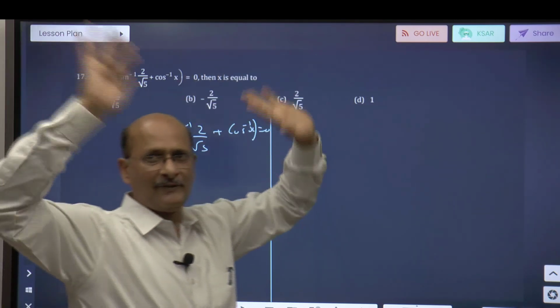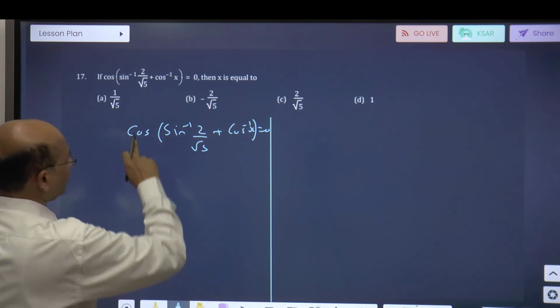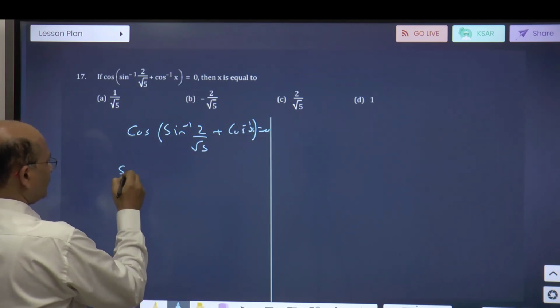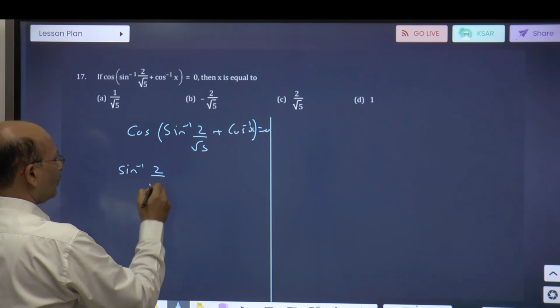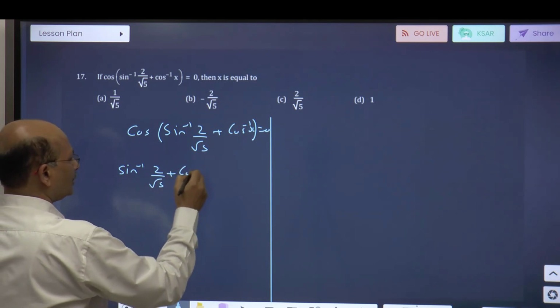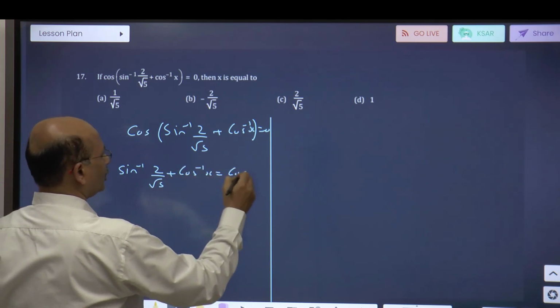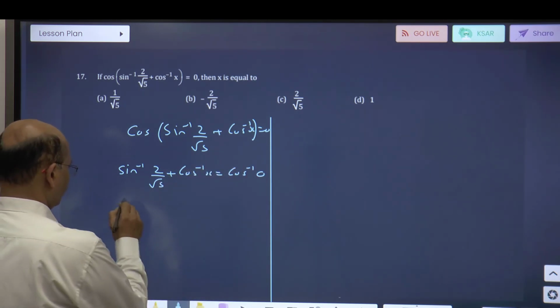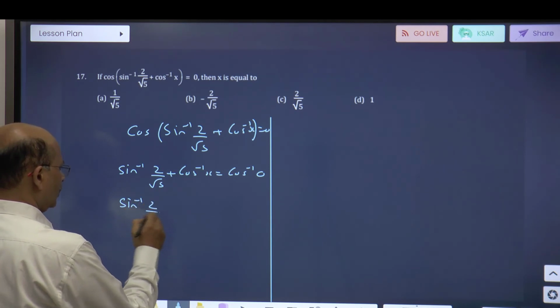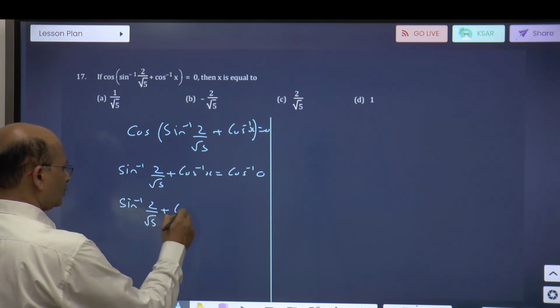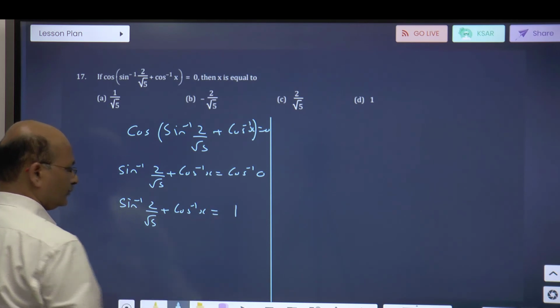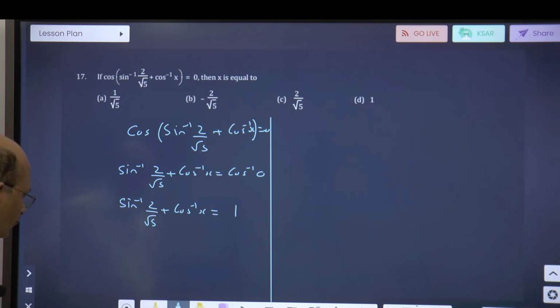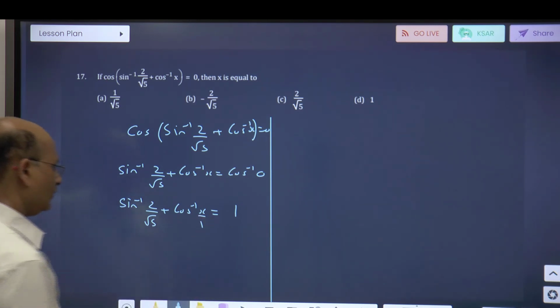Don't have to think about principal value and all those things, forget it. So here cos went there, I'm just simplifying this now, sin inverse 2 upon root 5 plus cos inverse x is nothing but cos inverse 0. So what is cos inverse 0? pi by 2, which I am writing as 1. So sin inverse 2 by root 5 plus cos inverse x is equal to 1. Okay, now I need the value of x.